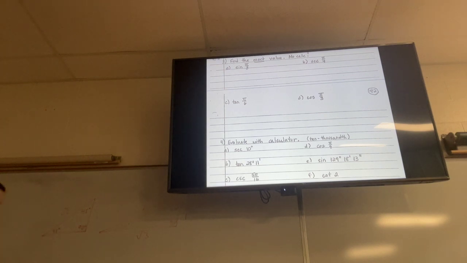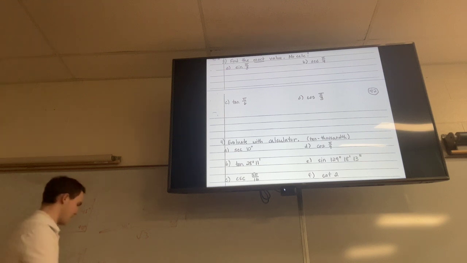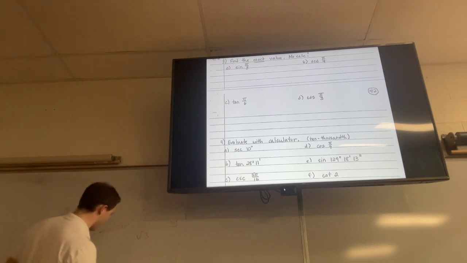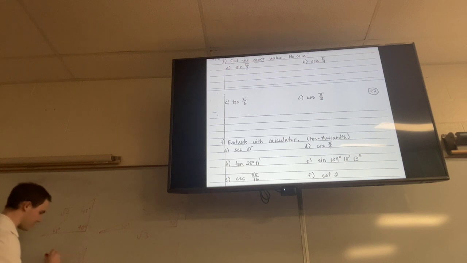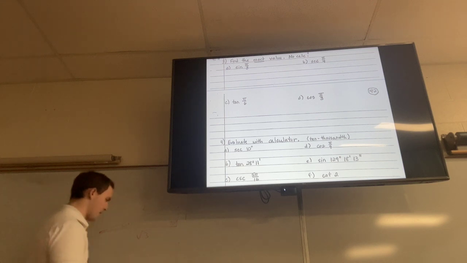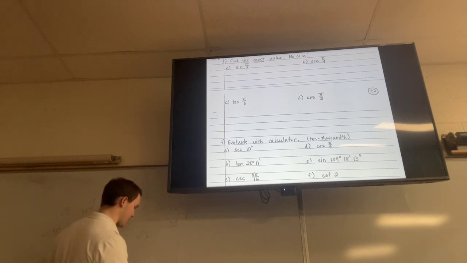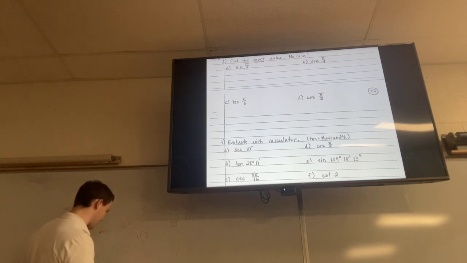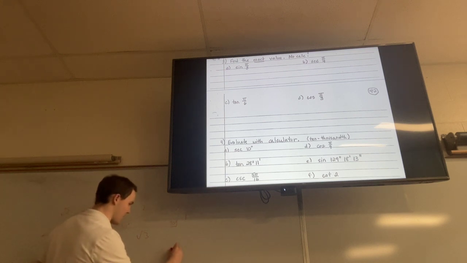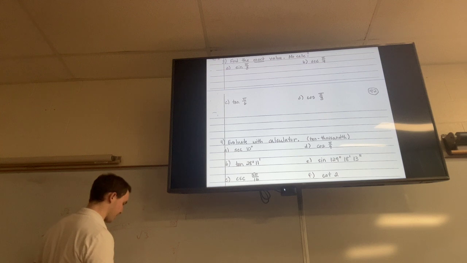Okay, we're going to talk about these triangles in radians now. A 45, 45, 90 triangle is the same as a pi over 4, pi over 4, pi over 2 triangle. And a 30, 60, 90 triangle in radians, I'll put in the side ratios. A 30, 60, 90 triangle is the same as a pi over 6, pi over 3, pi over 2 triangle.